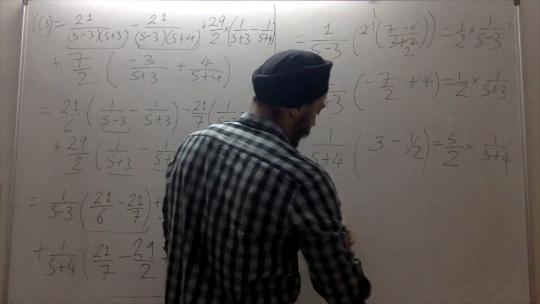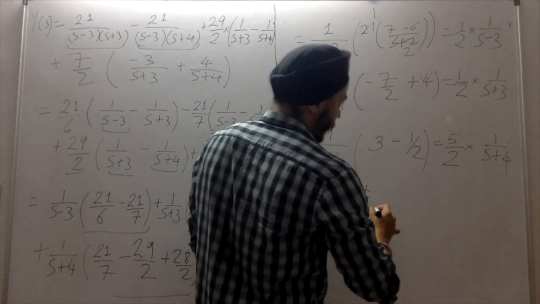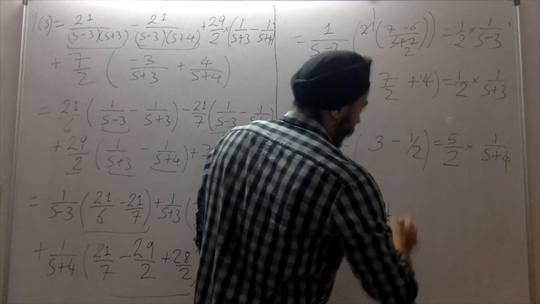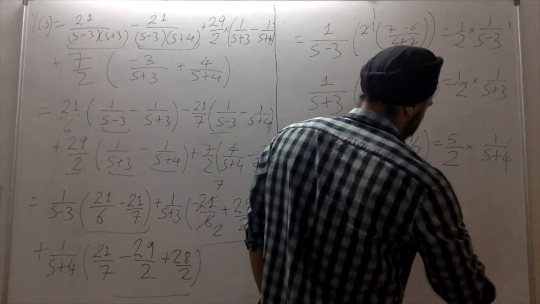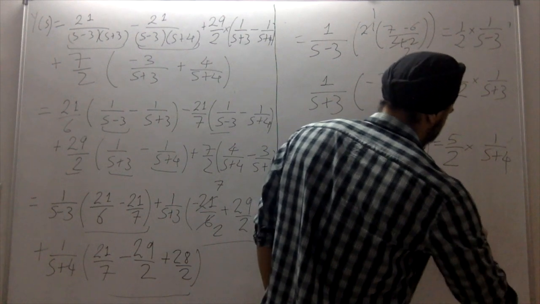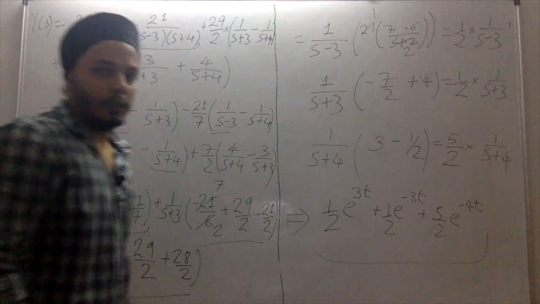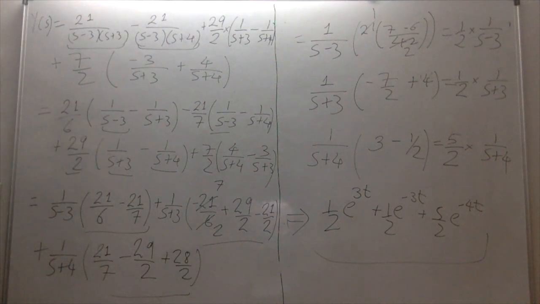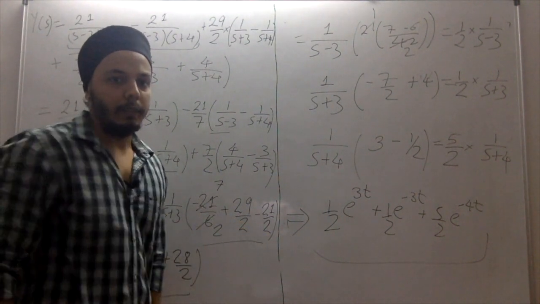So it will be 1 by 2 e to the power 3t plus half e to the power minus 3t plus 5 by 2 e to the power minus 4t. So this will be our final result for the main problem.